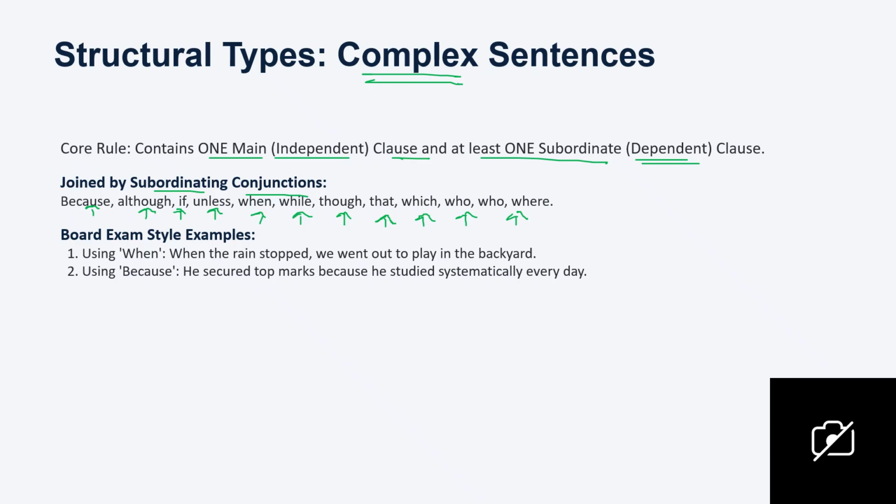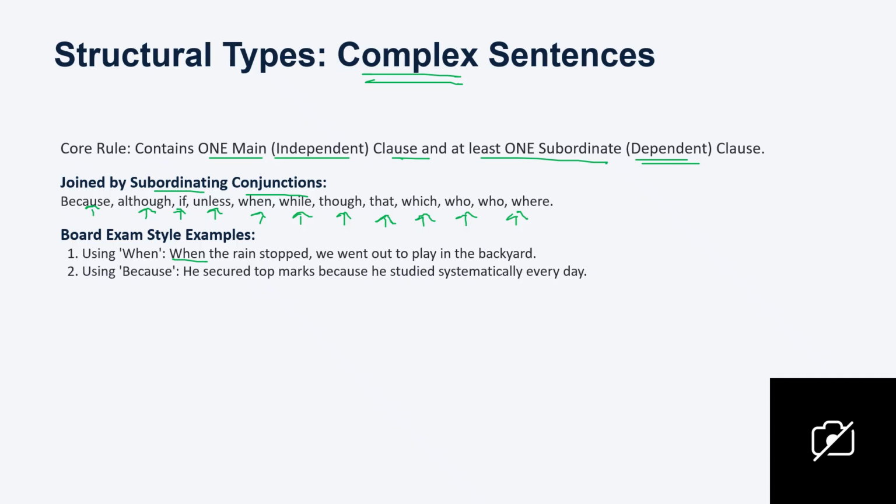Now let us understand the complex sentence also with the help of an example. When the rain stopped, we went out to play in the backyard. So "when the rain stopped", that's the first part of the sentence, a dependent clause. "We went out to play in the backyard" is an independent clause. So this makes us understand that this is a complex sentence.